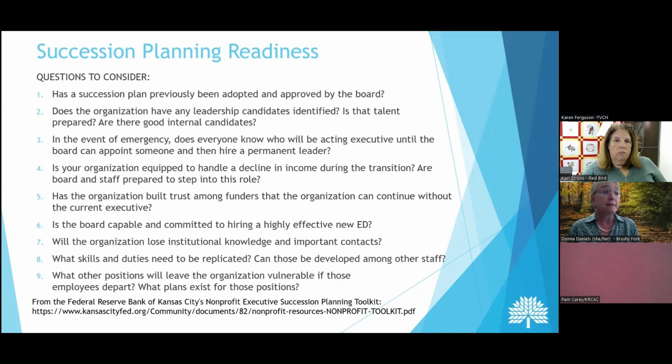Is the board capable and committed to hiring a highly effective new executive director? If you do that board assessment and you go, we've never had anybody really doing much with that kind of high level hiring, you might need to think about bringing in a consultant firm to help you hire and replace that ED.